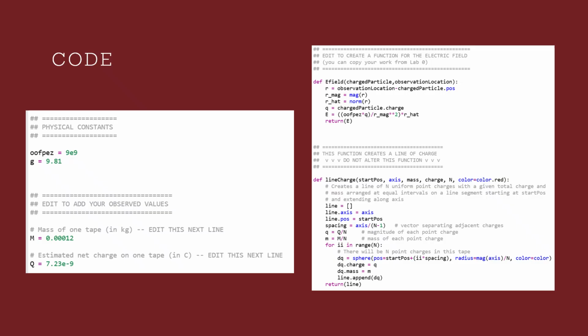Here we pass in the vector for the charged particle, as well as the observation location that you're taking from, and using the magnitude and norm function built into Python, we just plug that into the E field equation, which is K times Q over the magnitude squared of r, then times r hat. And then below is the function that creates the line charge. This is not one that we created.